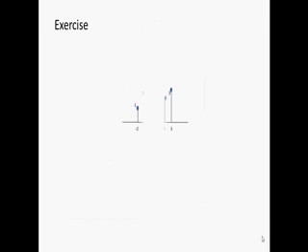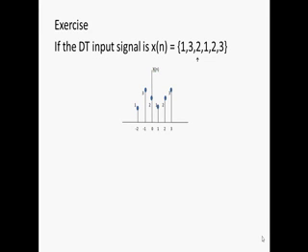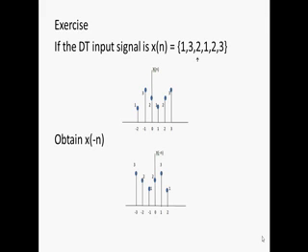So you can do a problem here. If the input signal x of n is 1, 3, 2, 1, 2, 3. So the first step is to get the graphical representation, and then the next step is to obtain your x of minus n. So in your x of n, the time ranges from minus 2 to 3. So in your x of n, you have to fold your signal about the origin. So the 0 to 3 becomes minus 3 to 0, and minus 2 to 0 becomes 0 to 2. So totally the time period will be from minus 3 to plus 2.